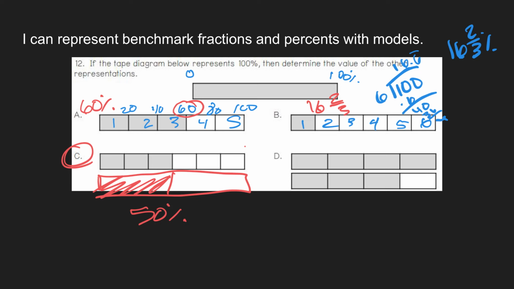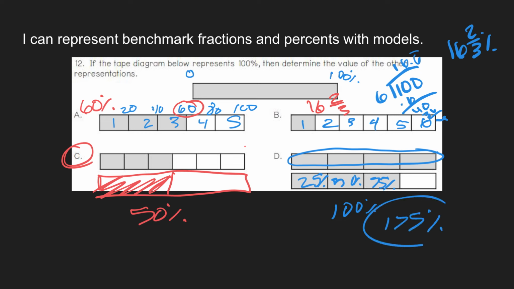And then on this last one, notice right here, we have 1 whole. So that's going to at least be 100% for that first little block. And then this second one looks like it was cut into 4s. So I know that this is 25%, 50%, 75%. So I would say 175% because we have 1 whole here, and then we have 75% here, or 3/4. So that's my humble opinion.